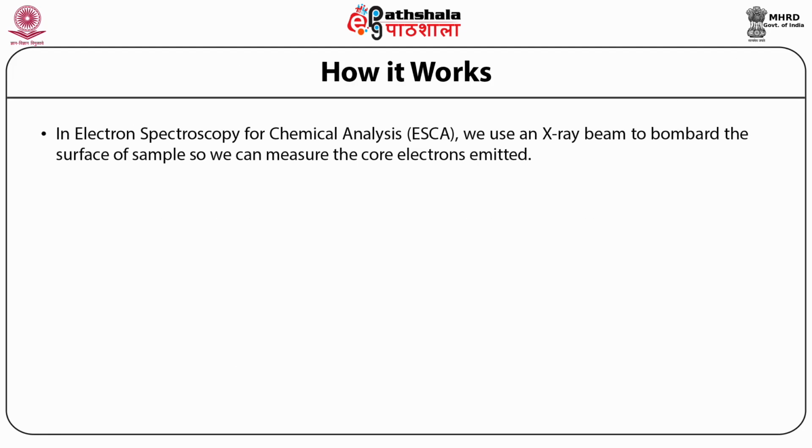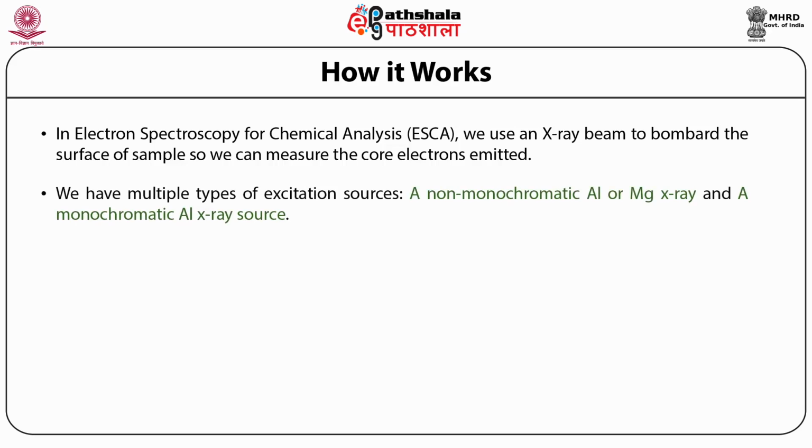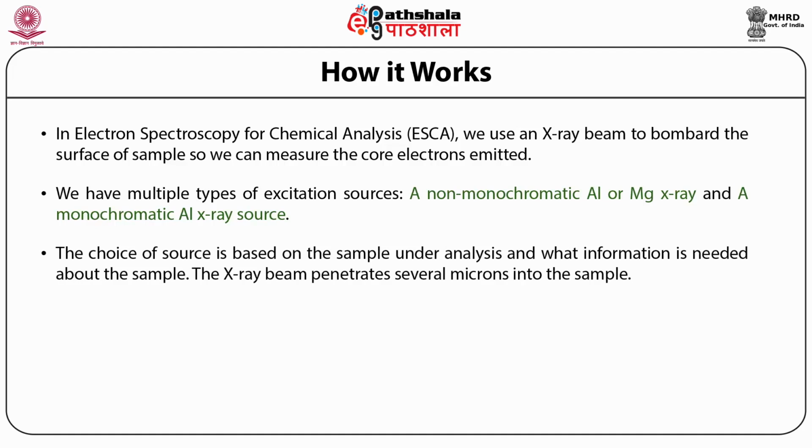In electron spectroscopy for chemical analysis, we use an X-ray beam to bombard the surface of samples so we can measure the core electrons emitted. We have multiple types of excitation source: a non-monochromatic aluminum and manganese X-ray and a monochromatic aluminum X-ray source. The choice of source is based on the sample under analysis and what information is needed about the sample.